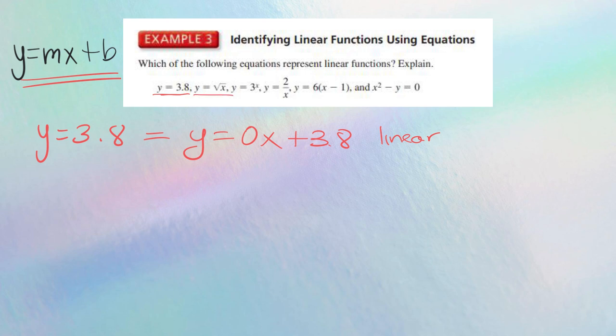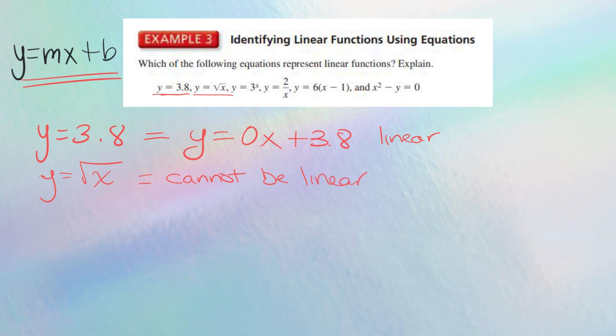Let's look at the second one. The second one is what? It's a radical there, right? Of what? There's an x there. Can I rewrite that as a linear function? No. So, not linear, okay? That cannot be written as a linear function. What about the third one?